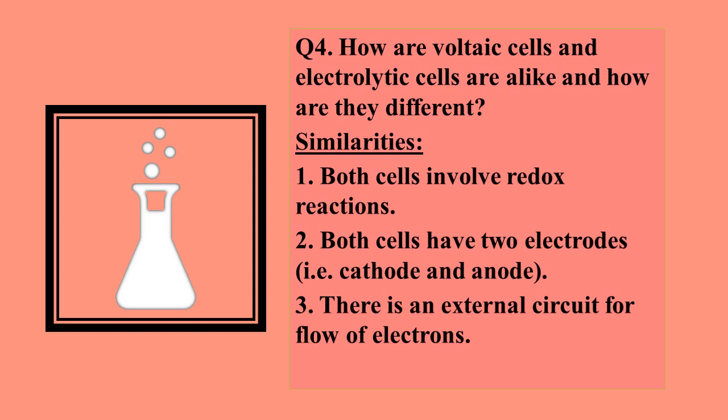Now I am going to tell you the answer of question number 4. How are voltaic cells and electrolytic cells alike and how are they different? Similarities means how they are similar or alike. In both of these cells, redox reactions occur, meaning oxidation as well as reduction occur in both cells. There are 2 electrodes present in both of these cells. One electrode is the cathode, the other is the anode. And there is an external circuit for the flow of electrons in both of these cells.